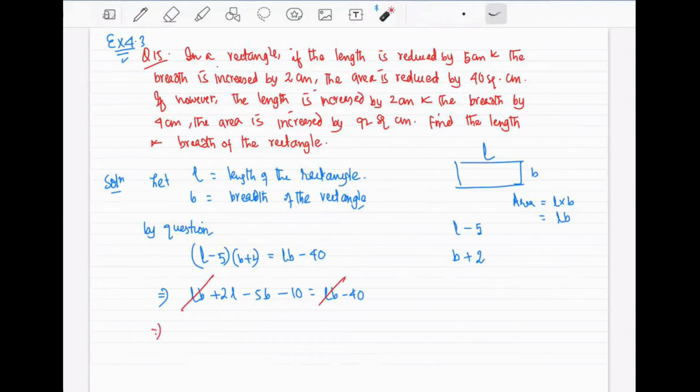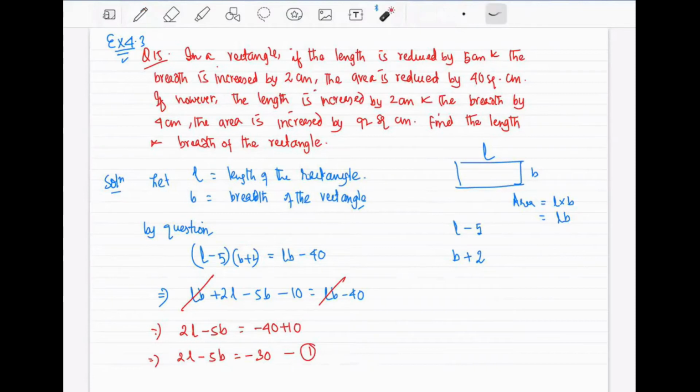So I'm keeping the 2L and minus 5B on the left hand side, and I'm taking away the minus 10 to the right hand side. So minus 40 plus 10, we get 2L minus 5B is equal to minus 30. This is your first equation. Okay, now let's see one more modification here.